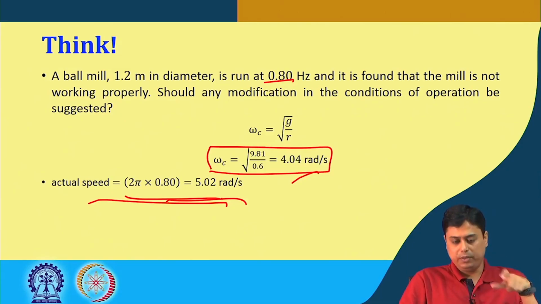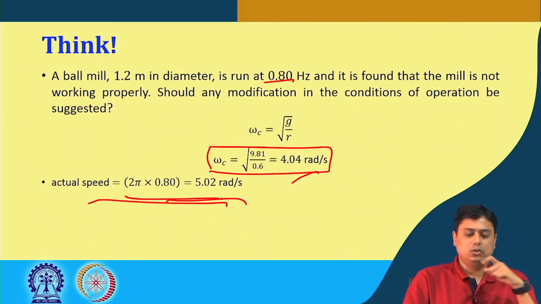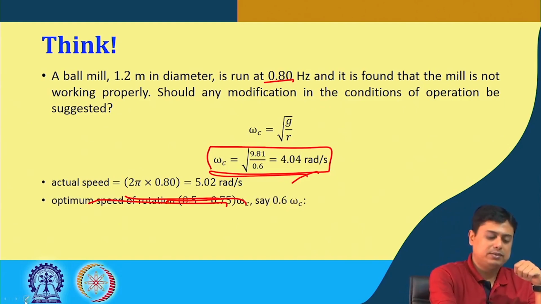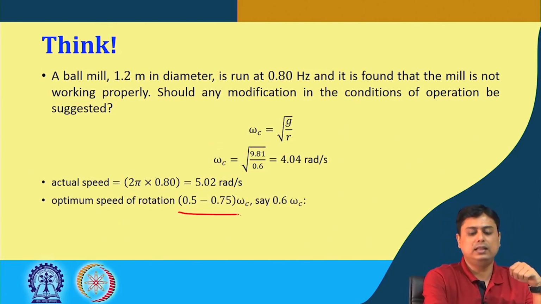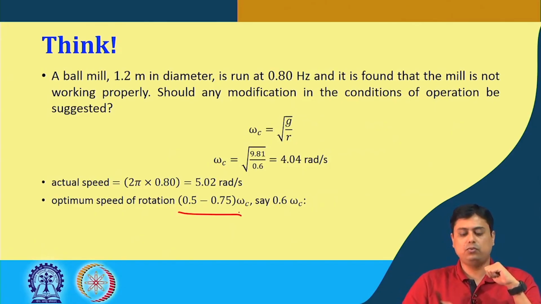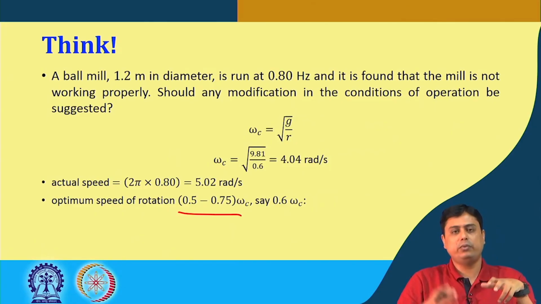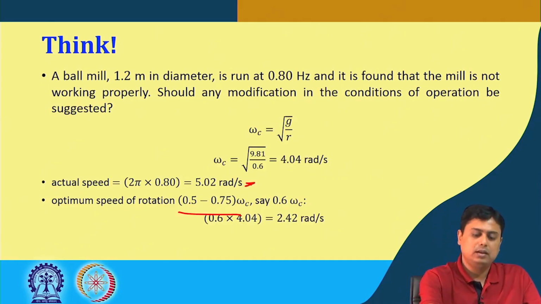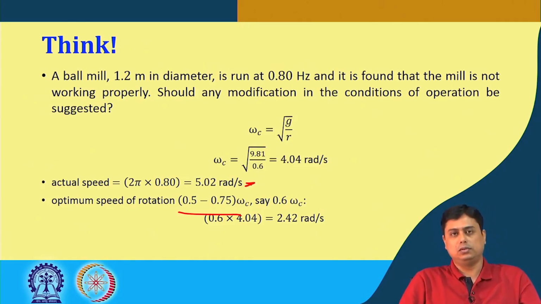So, what should be your suggestion? Your suggestion should be that, say, we have to reduce this speed, but by how much? Now, the optimum speed, we have seen that it varies in the range of 50 to 75% of the critical speed. So, we take 60% of that. So, 60% of the critical speed is 2.42, and the actual speed is basically 5.02.